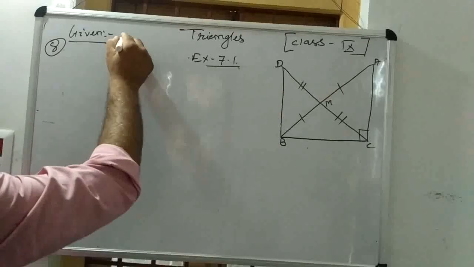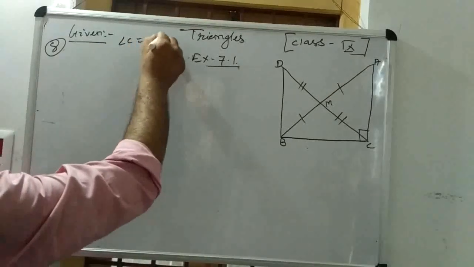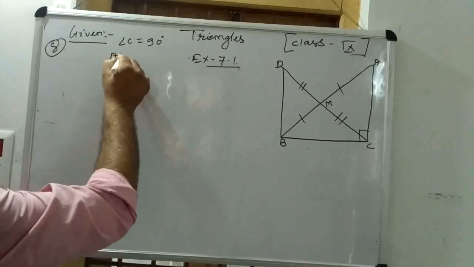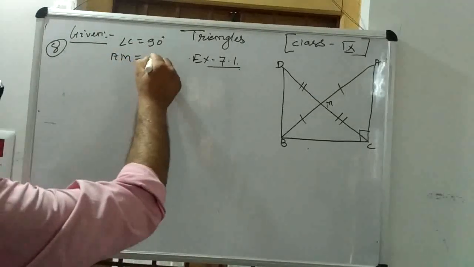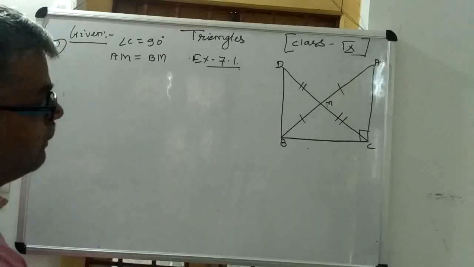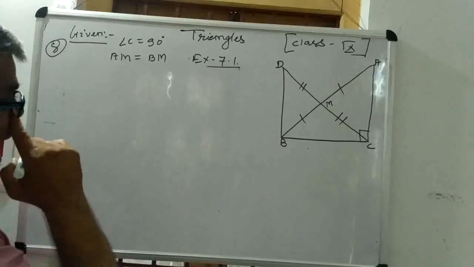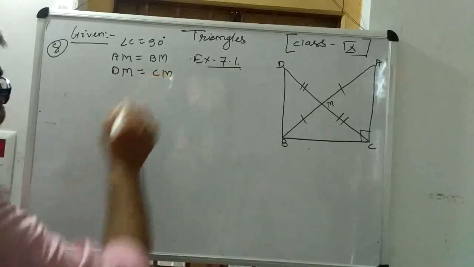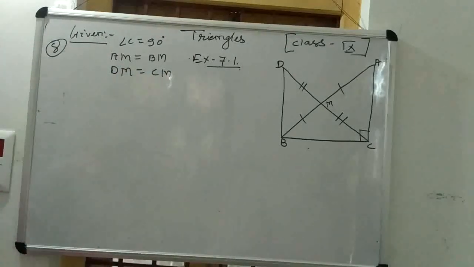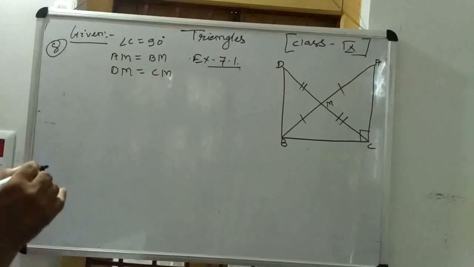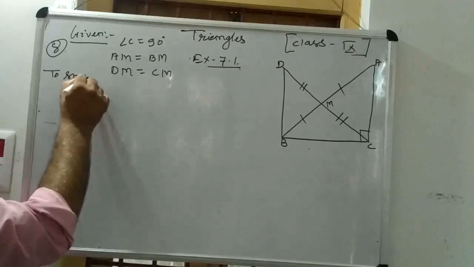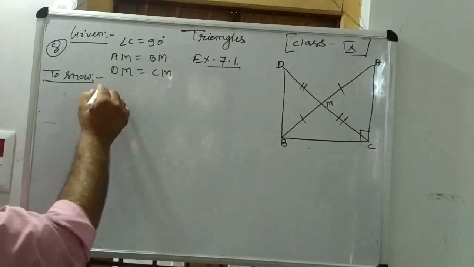What is given in this figure? First we have angle C equals 90 degrees. Thereafter we have AM equals BM. And it is also given that DM equals CM. These things are given. Now what to show? We need to show 4 parts.